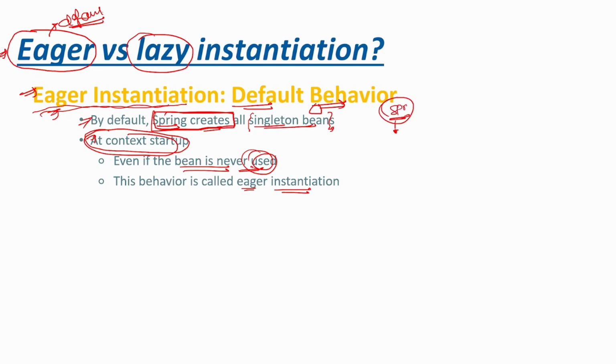As the name specifies, eager. By default, Spring creates the bean at the context startup, even if the bean is never used. So this behavior is called eager instantiation. Let's see it with the help of one example.